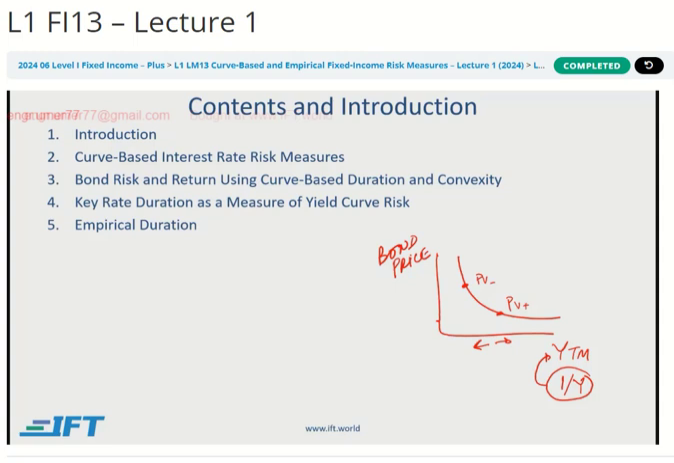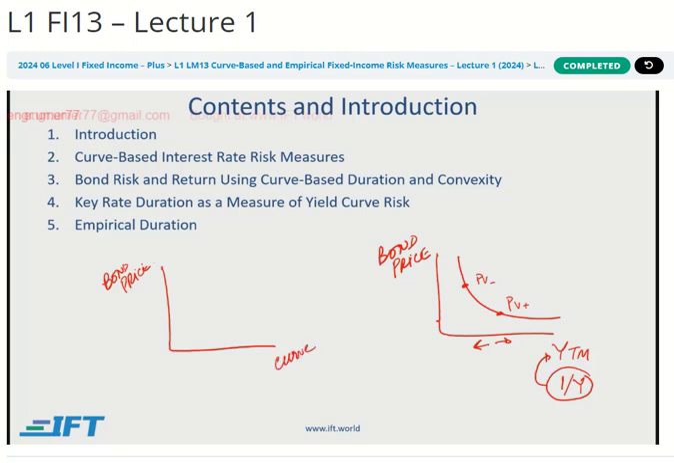Now, the problem with that is that not all bonds have a stable yield to maturity. There are bonds which don't have that type of a stable yield to maturity, and why is something I will tell you shortly. But what we do with them is, for that type of a bond, we will look at it in terms of the curve.